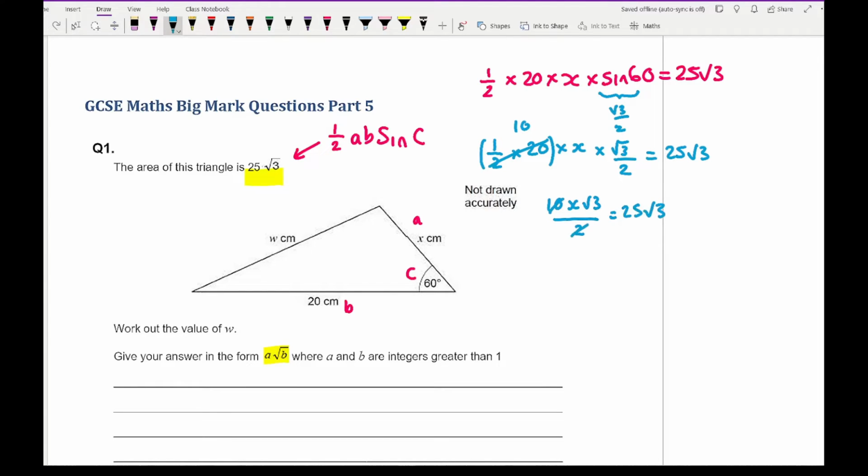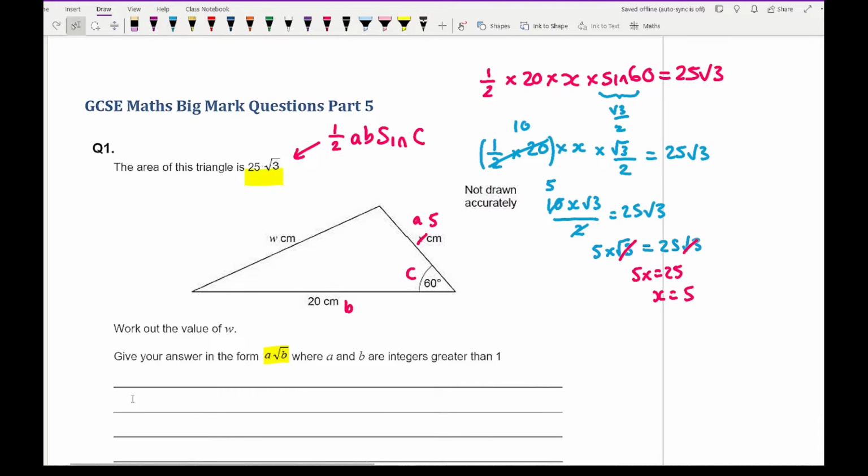Then the 10 and the 2 cancel out to leave me with 5. So I've got 5x root 3 equals 25 root 3. Now I've got root 3 on both the left hand side and the right hand side, so 5x equals 25, so x equals 5. So I can cancel that and write a 5 there instead. Now from this I can then use the cosine rule to now work out what W is going to be, because I now know the two sides of that triangle.